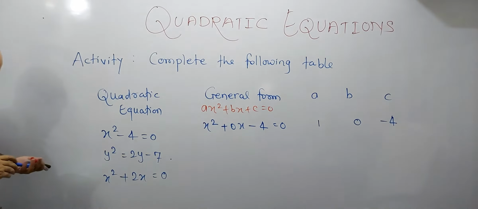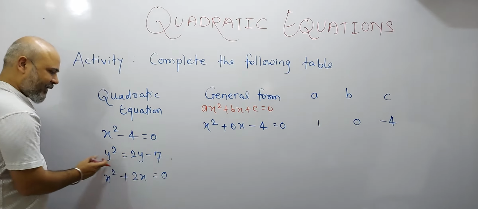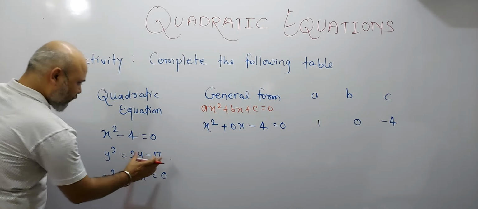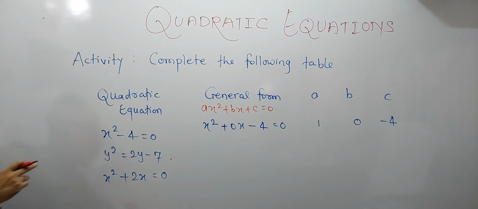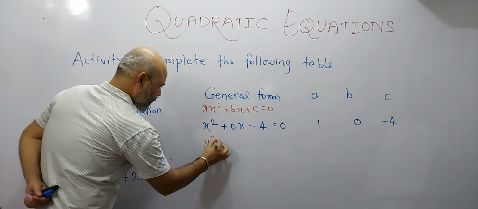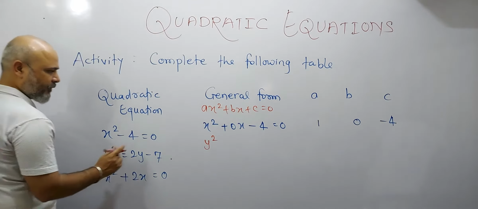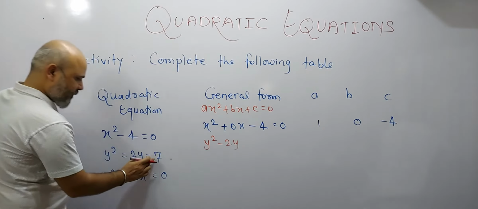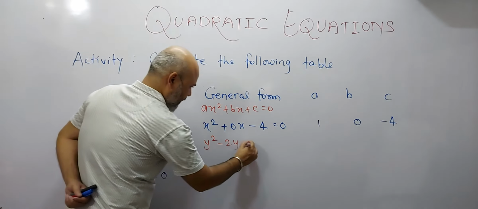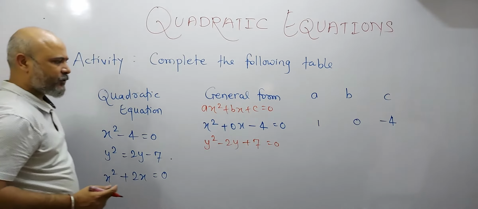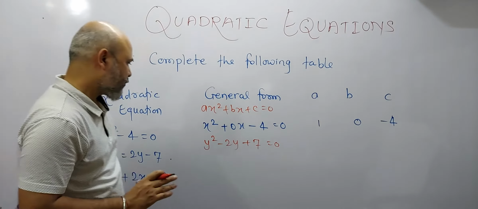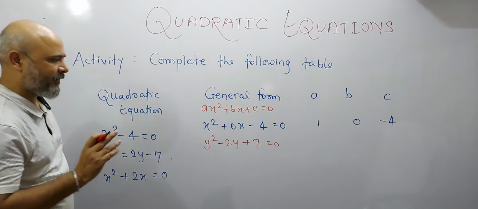Okay. Now you will write the second quadratic equation in general form. So we will transfer this to the left hand side. While transferring these terms to the left hand side, the signs of the terms will change. So we will write y square, this plus 2y becomes minus 2y, and this minus 7 becomes plus 7, and this is equal to 0. Means when we transfer these terms to the left hand side, the sign will change. Okay, so you will get y square minus 2y plus 7 is equal to 0.